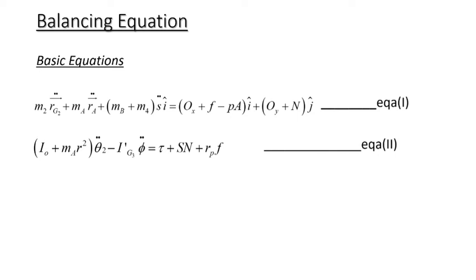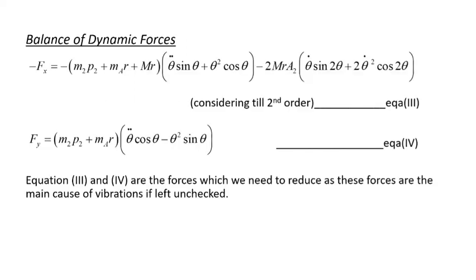Now we derive two basic equations. One is the force acceleration equation, which we derive from Newton's second law, the summation of all forces equals mass times acceleration. And second is the moment angular acceleration equation. Now we have to balance the dynamic forces first. Here F_x and F_y are the two main forces which cause vibration. F_x is the force in the horizontal direction and F_y is the force in the vertical direction. In order to make the machine stable, we need to limit or minimize these forces.